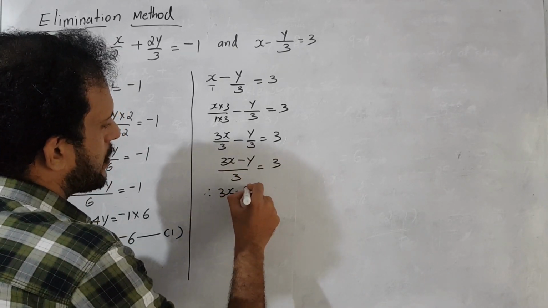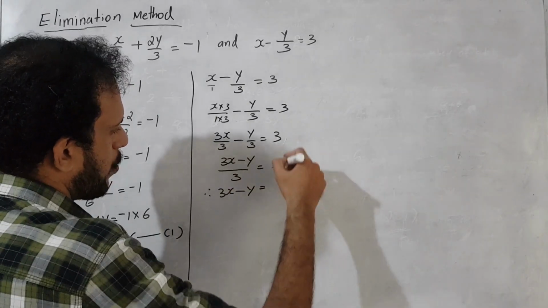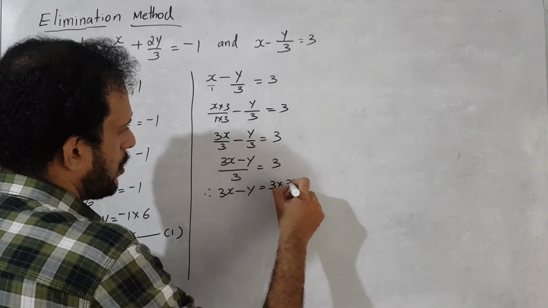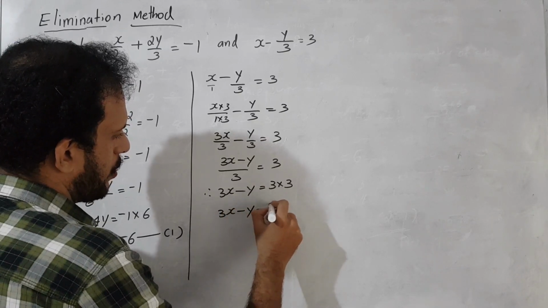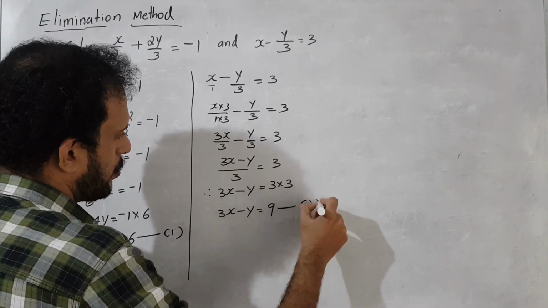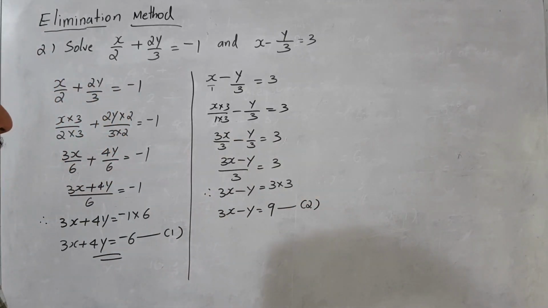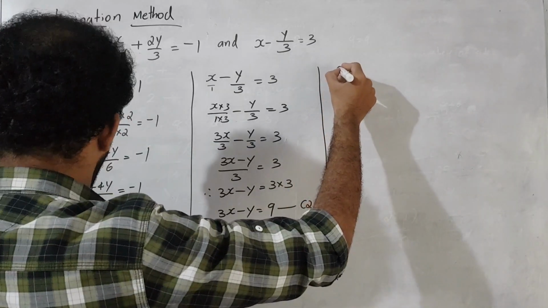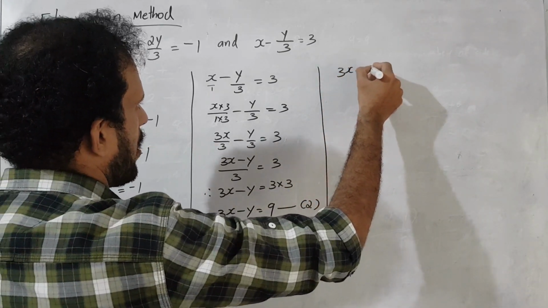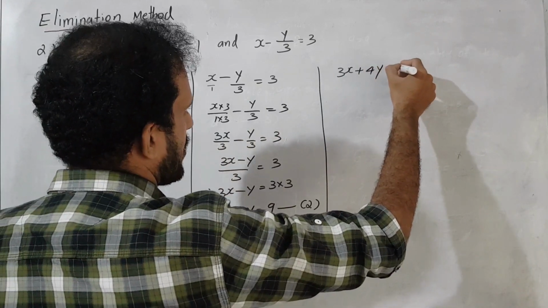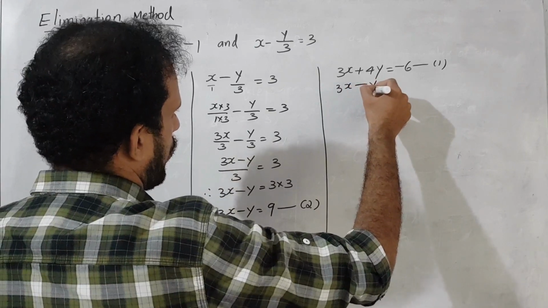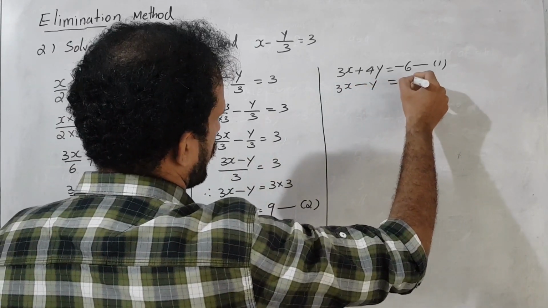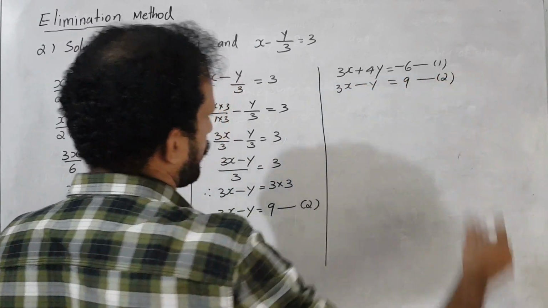Therefore, 3x minus y is equal to, we transpose the 3, then what do you get? 3 into 3. Then 3x minus y is equal to 9. Equation 2. Okay. Now we got equation 1 and 2. 3x plus 4y is equal to minus 6, equation 1. 3x minus y is equal to 9, equation 2.